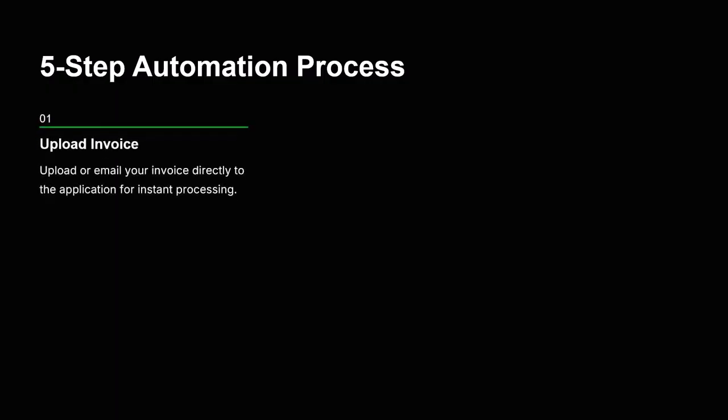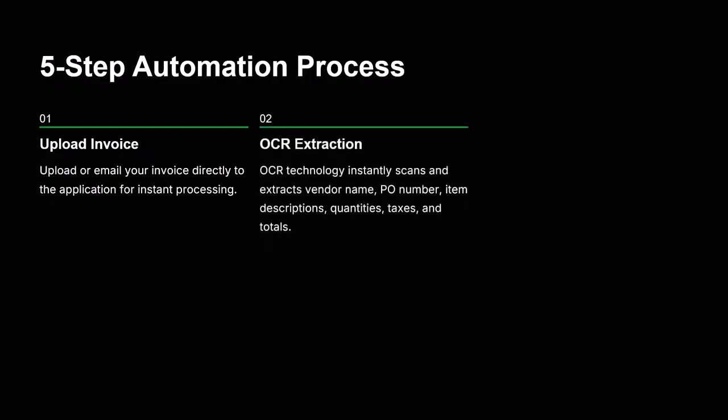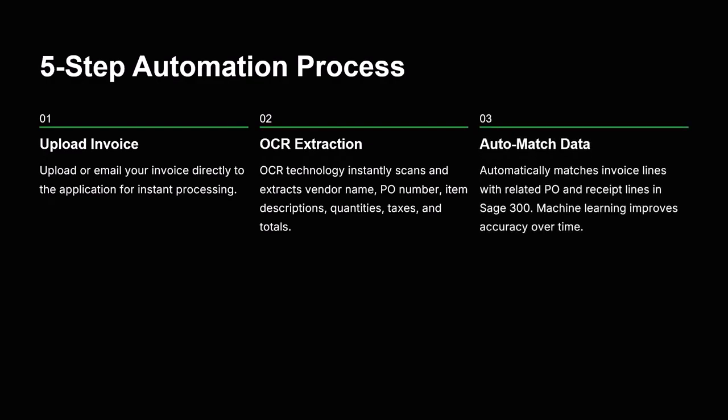Upload or email your invoice directly to the application. AI technology instantly scans and extracts key details such as vendor name, PO number, item descriptions, quantities, taxes, and totals. The application automatically matches invoice lines with related PO and receipt lines in Sage 300. Machine learning helps improve accuracy over time, which is especially useful if the receipt has many line items.